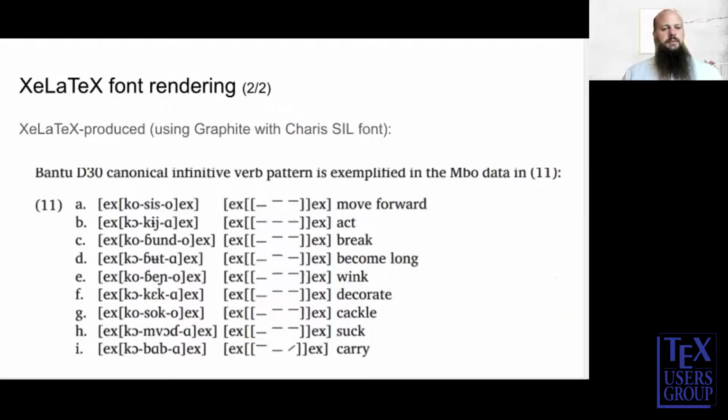So here's example 11 in that paper, and you can see that there are sub-examples enumerated A through I, and then you can see the pitch trace lines on the right hand side. So on the left you have the word and the frame, and on the right side you have the pitch.